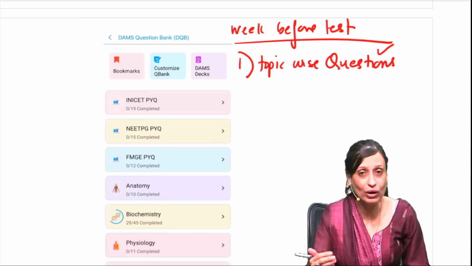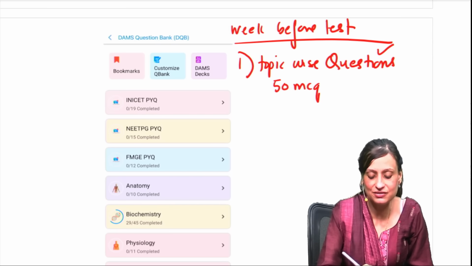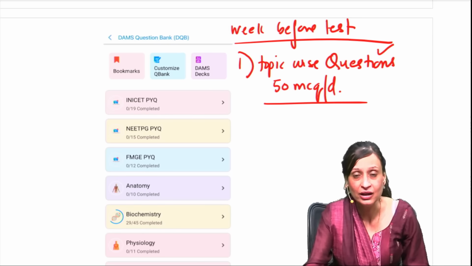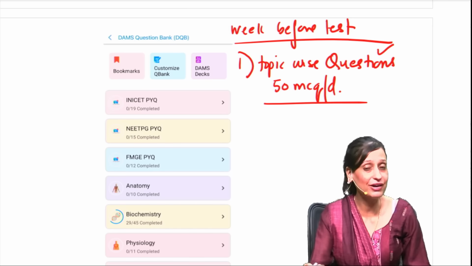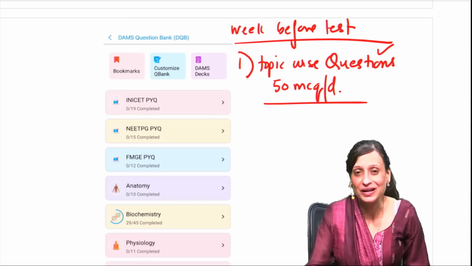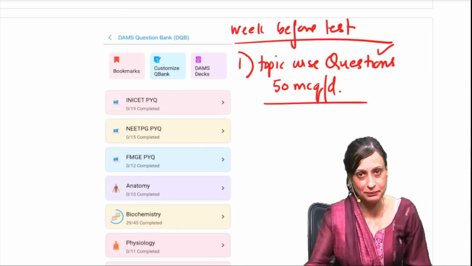Not just that, as a minimum level, you should be practicing at least 50 MCQs every day. And if you reach 100, that is a good enough target. In fact, more than that is not very advisable, because then you're not reviewing those questions, you're only solving them.